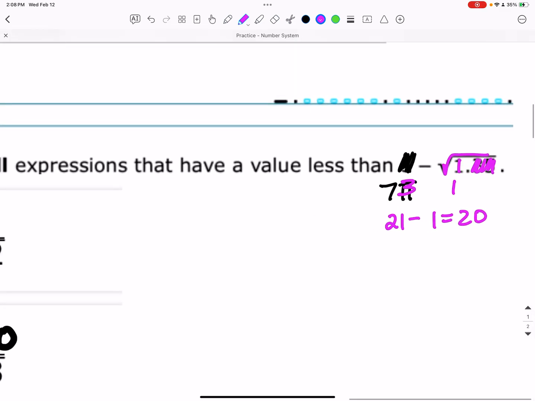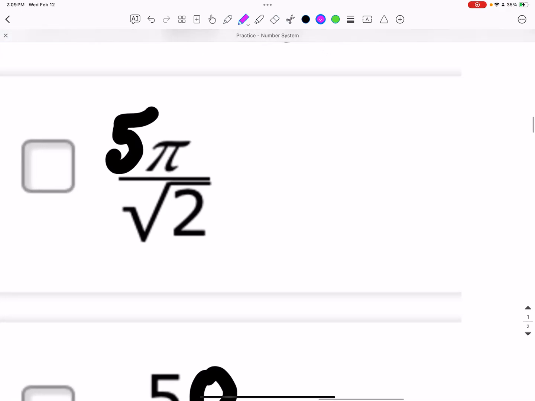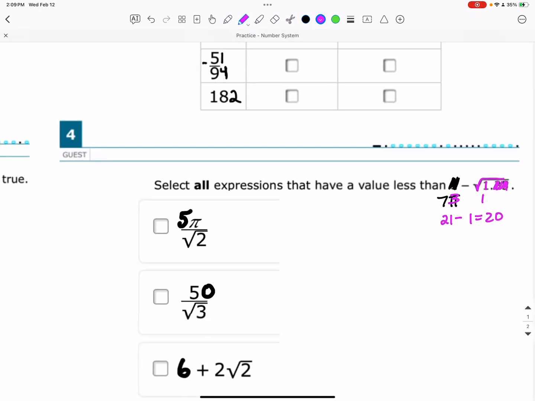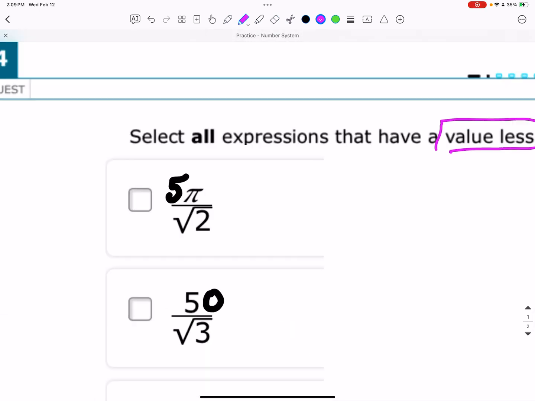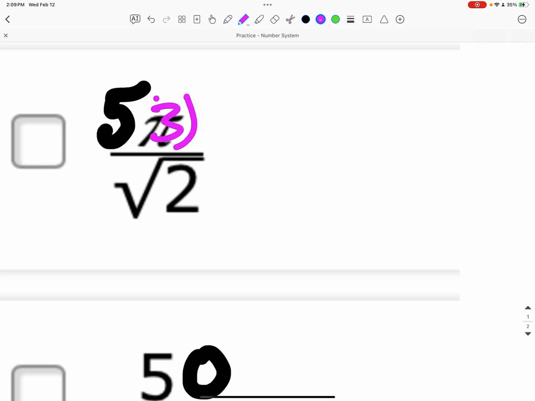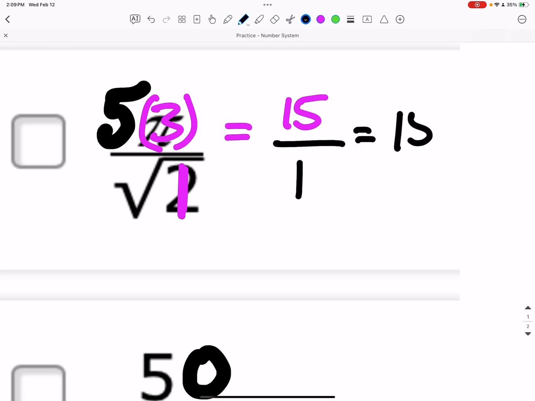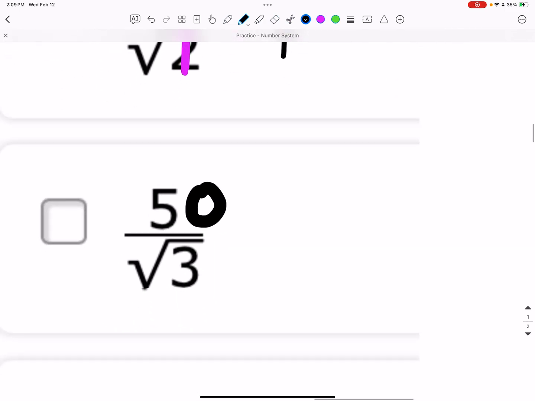So if we're not going to use a calculator, we're going to make this problem as dumb as possible. All right, 5 times pi divided by the square root of 2. Is it less than 20? Okay, let's see. I'm going to say pi is 3, so 5 times 3 is 15. I don't know the square root of 2, but I do know the square root of 1, and that's just 1. So 15 divided by 1 is 15. Yeah, that's less than 20.